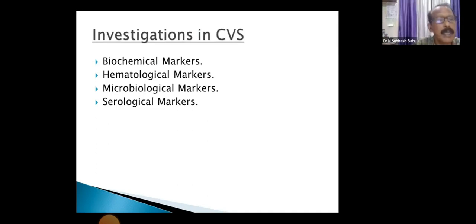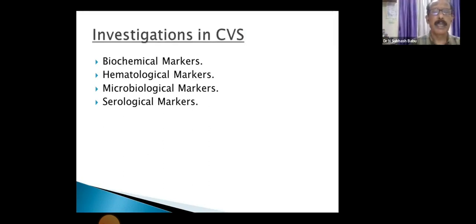For that, we can utilize the CPK-MB and troponin also. Troponin is an acute marker of cardiovascular breakdown. So that is very useful. Troponin and CPK-MB are very useful, and again highly sensitive CRP also can be utilized now. And these are the biochemical markers.